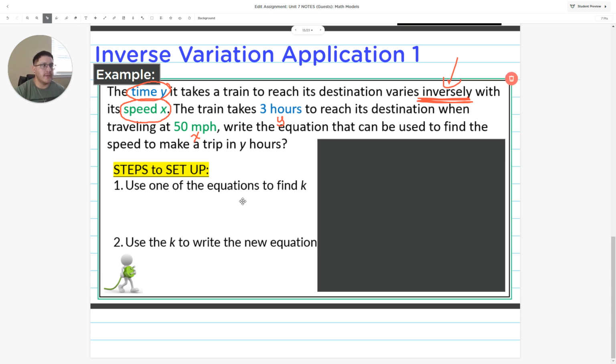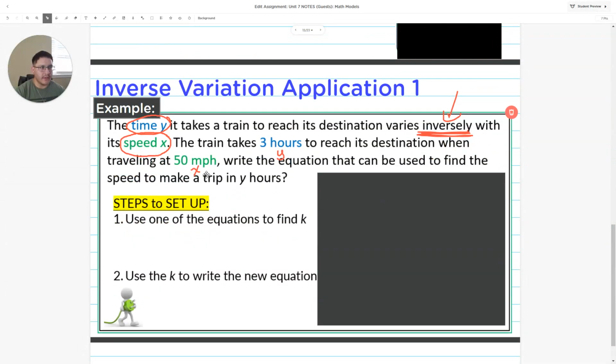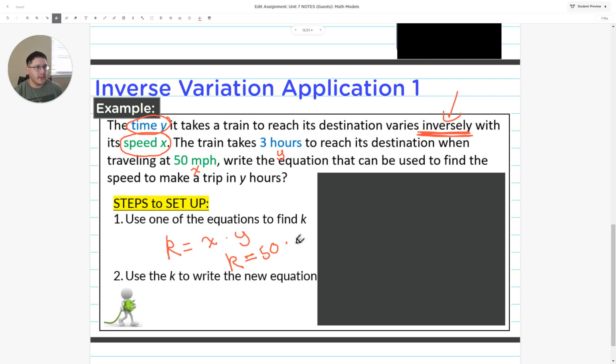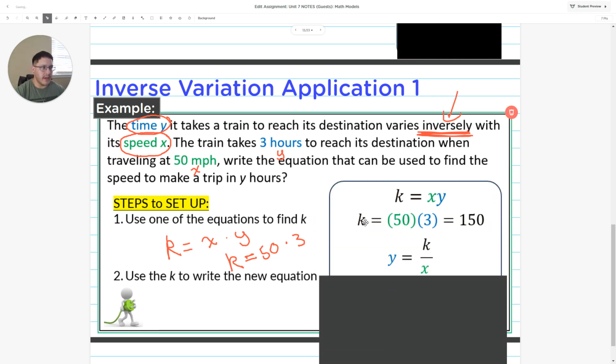So first, we need to find the k value. We know varies inversely means that k is equal to x times y. We have x, we have y. So in order to find the k value, you need to multiply x, which is 50, with y, which is 3. 50 times 3 is 150. Therefore, k is equal to 150.